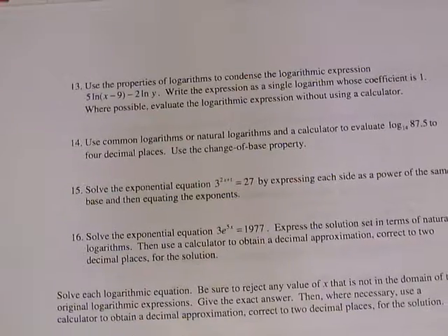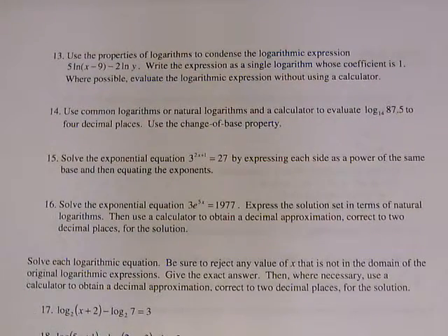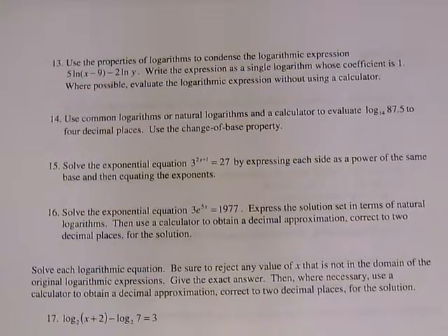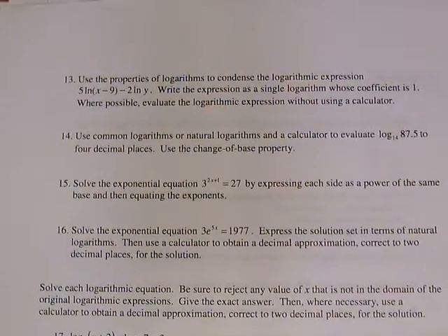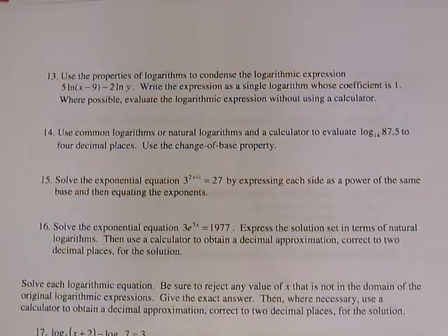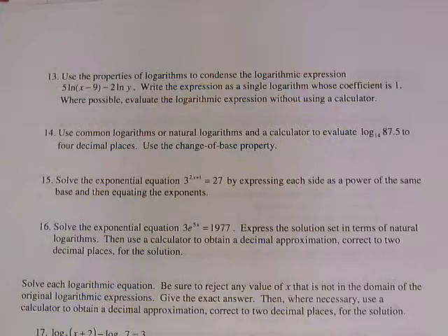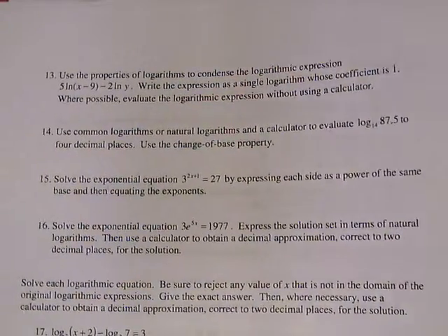Okay. All right, problem number 15 deals with exponential equations. 15 and 16 are exponential equations. 17 and 18 are logarithmic equations. Starting with number 15, you're going to solve the exponential equation 3 to the 2x plus 1 equaling 27 by expressing each side as a power of the same base, and then equating the exponents. So you're told what to do right here in that particular problem there.